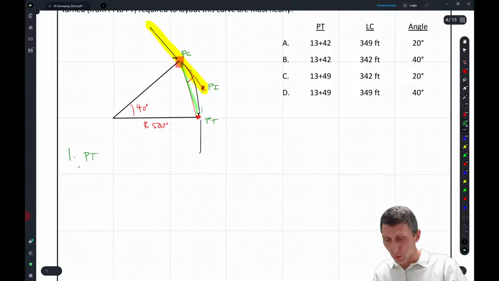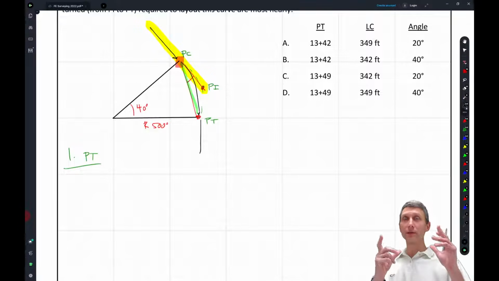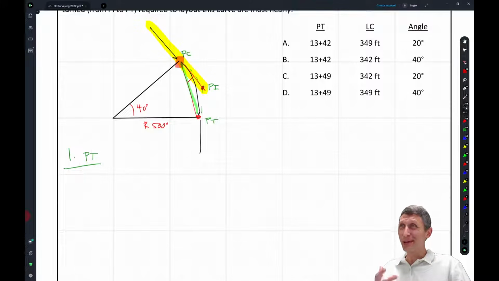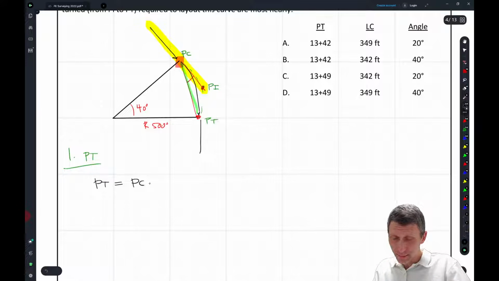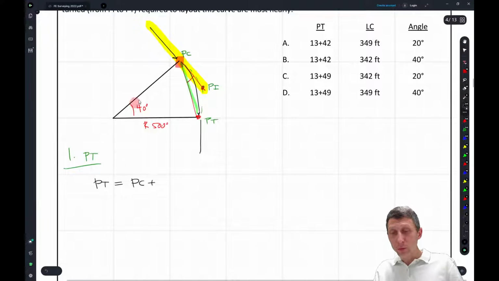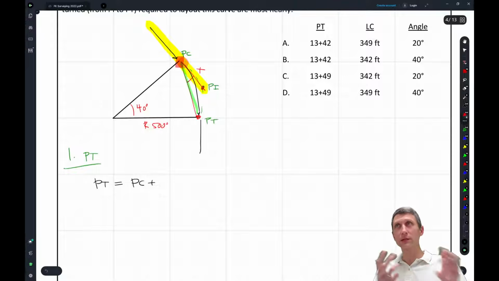So the PT, what is the PT? This is where some of these equations get so weird. But the point of tangency equals what? It equals the PC plus, what do we want to do? Basically, we want to measure along the distance of the curve, right? When this curve's getting laid out, you're measuring out to the point of intersection, then you're backsiding to the PC a distance of T. So this is that T, and we did that question in the transpose section.